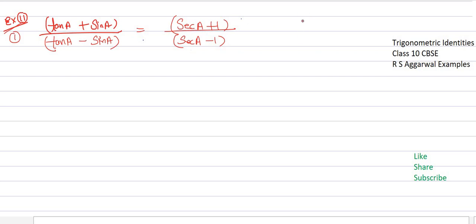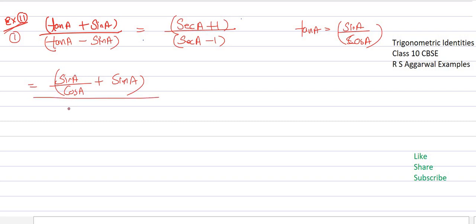So we know what tan A is. We know tan A is nothing but sin A by cos A. So I will apply it here. Tan A we can write as sin A by cos A, plus sin A, divided by tan A, which is again sin A by cos A, minus sin A. Okay, to simplify it, what can we do?